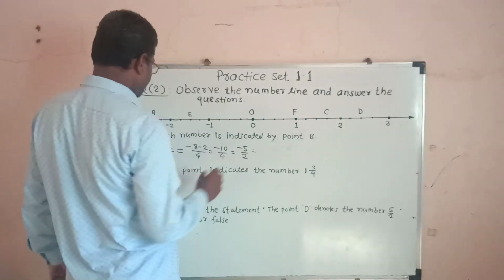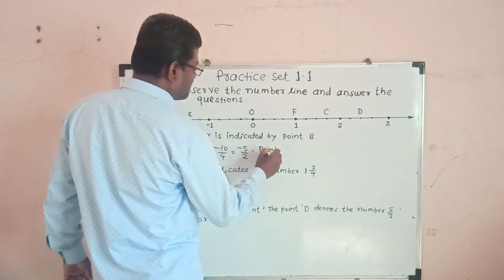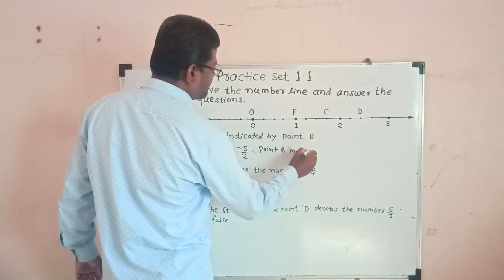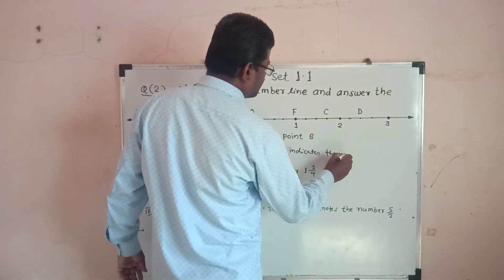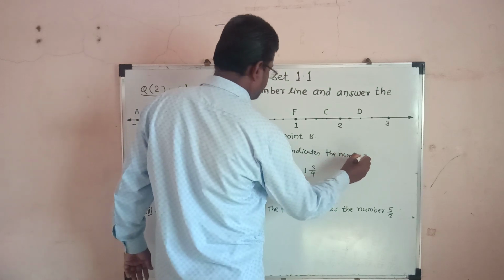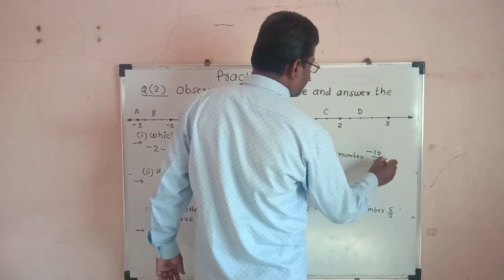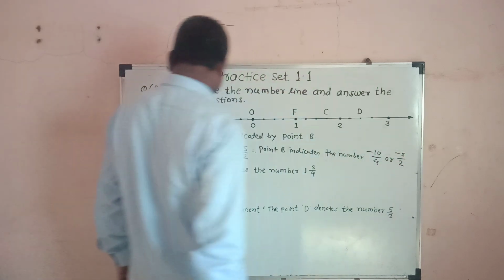Therefore point B indicates the number minus 10 upon 4 or minus 5 upon 2.